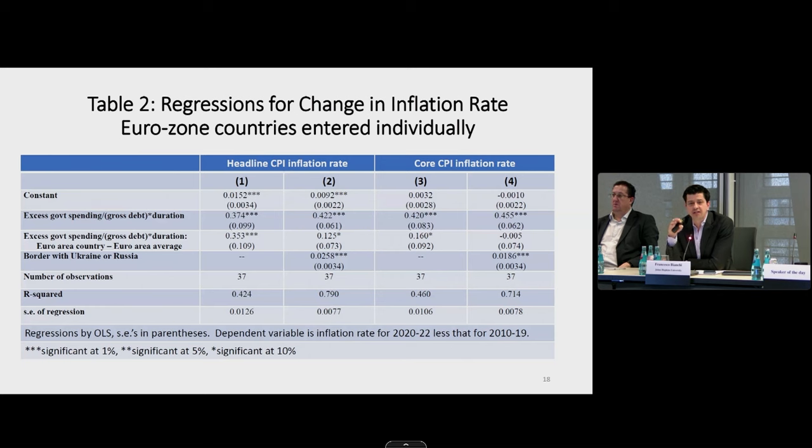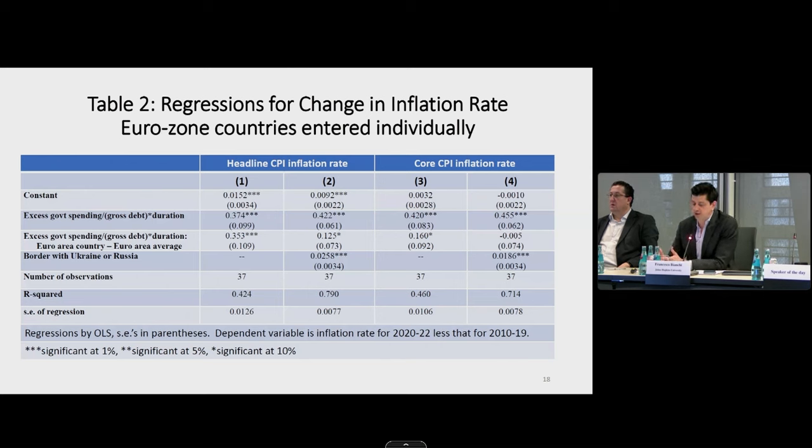So again, in the interest of time, let's just focus on column two and column four. You can see that if we look at headline inflation, it's mildly statistically significant. If we look at core inflation, that arguably is the cleanest measure when it comes to this idea of spending leading to higher inflation. The reason why I think it's cleaner is because it removes energy prices effectively. You see that the country level amount of spending is not statistically significant.